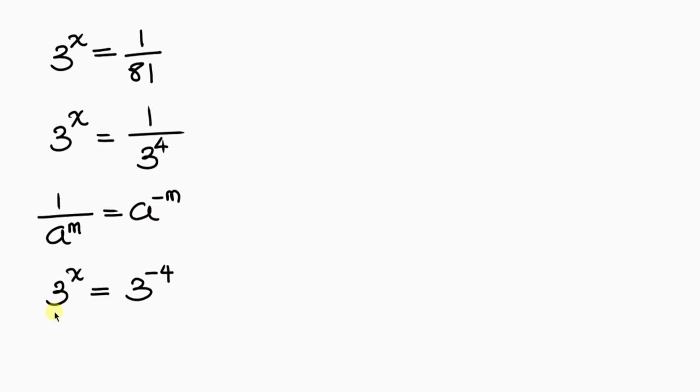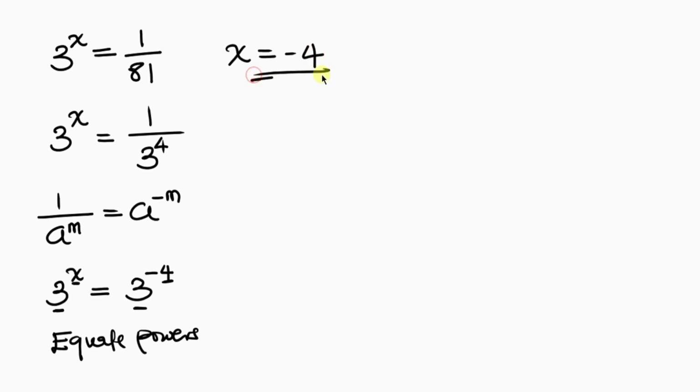Now notice that the base on the left and the base on the right are now the same. And because of that, we can now equate powers. Now equating powers, the power on the left is x, while the power on the right is negative 4. So this gives our answer for x as negative 4. Now let's see if what we just solved is really correct.